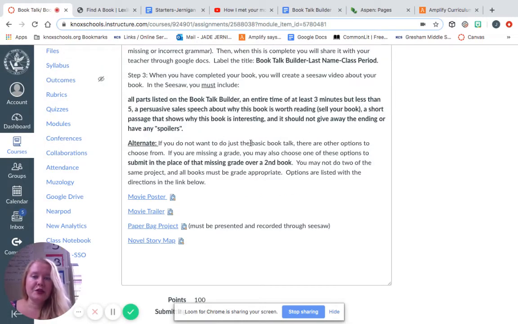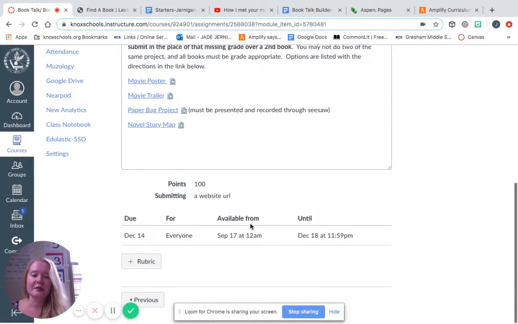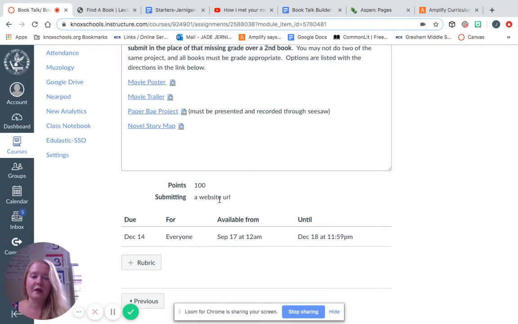And it should never, ever give away the ending. Please don't say, at the end of this book, the main character dies, because that's not going to make me want to read the book. If you already tell me what happens at the end, it doesn't make me want to know more. With that, you're going to put all that information together in Seesaw, and you are going to then upload it into your Canvas assignment as a URL.